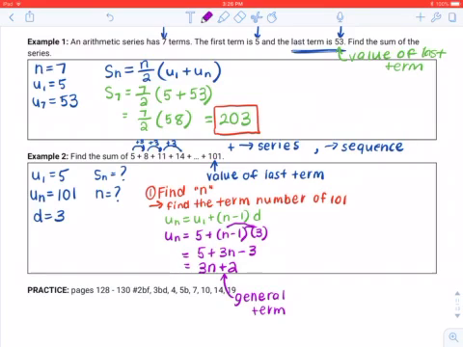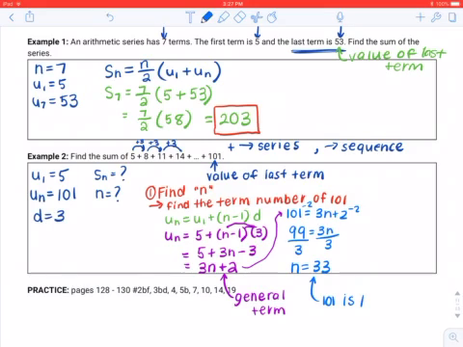I can use that to find the term number of 101. So I'm going to substitute 101 in for un and solve for n. So I'm going to subtract 2, I end up with 99 equals 3n, divide by 3. My term number for 101 is 33, which means 101 is the 33rd term.